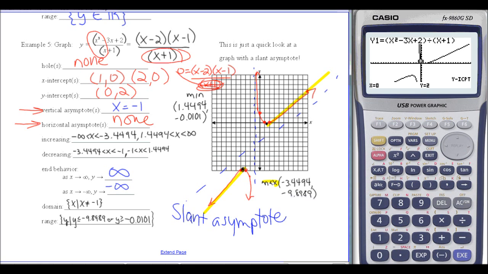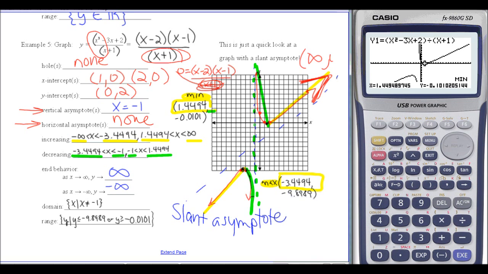This point down here was the maximum button. So on my calculator, I could hit gsolve max, and it will tell me the coordinates of those points. The other turning point was a minimum, so I can go to gsolve min, and it will tell me the coordinates of my minimum. For the end behavior, I have two ends. I have this end over here on the right. So as x is going to infinity, what's y doing? It's going up towards positive infinity, and that's my right end behavior. I also have this end down here. As x is going to negative infinity, y is going to negative infinity.